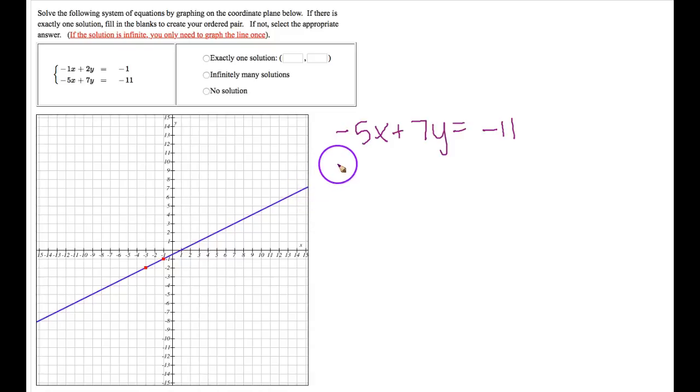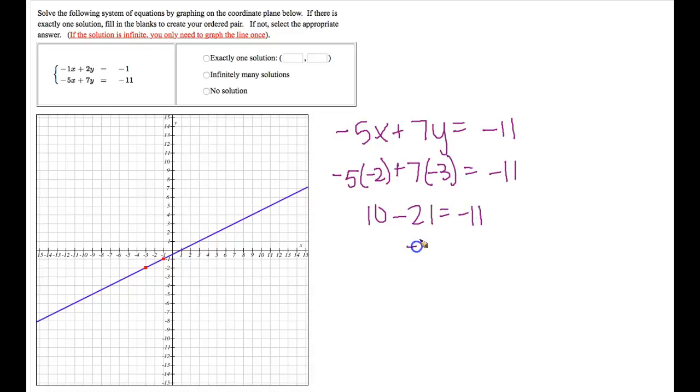Let's see, I'm going to work with the 7 first. I think I can make the y a negative 3, and by making that negative 3, this would be negative 21. So this would have to be a positive 10, so I'm going to make it x of negative 2. So let's check it out. 10 minus 21 equals negative 11. This works, so I'm going to go ahead and make the ordered pair. X is a negative 2, y is a negative 3. So that's one ordered pair, but I'm going to need one more, so let's try another one.